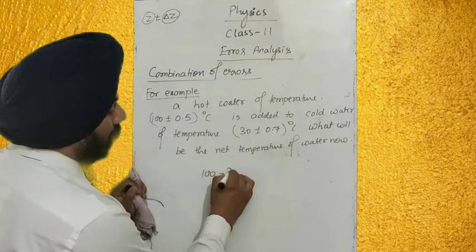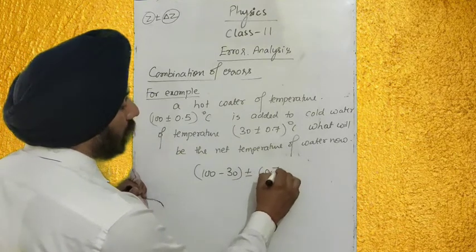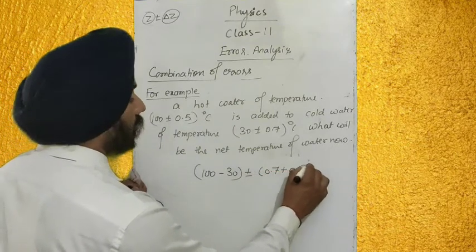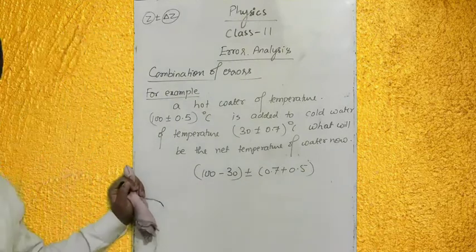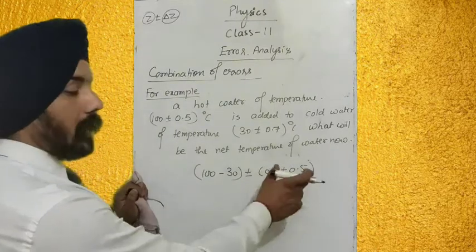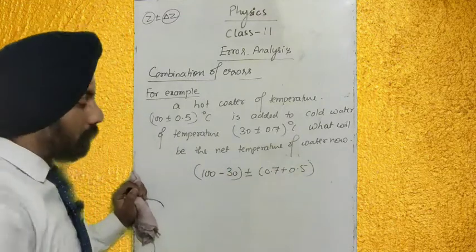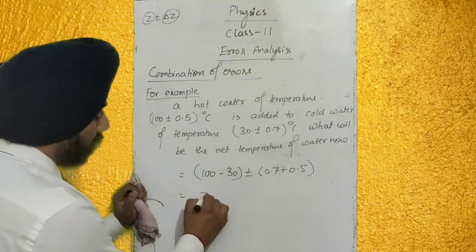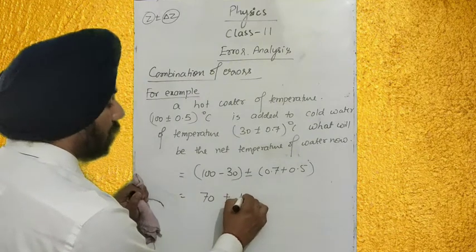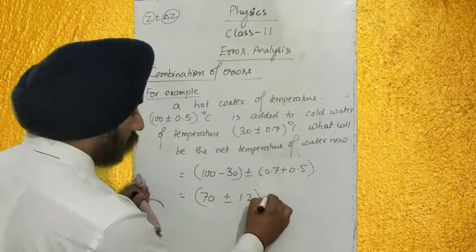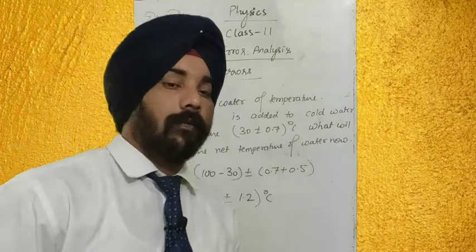100 minus 30 plus minus 0.7 plus 0.5. Because when we are subtracting two quantities, their errors are going to be added together. So it will be 70 plus minus 1.2 degrees Celsius. I hope you understood this concept today.